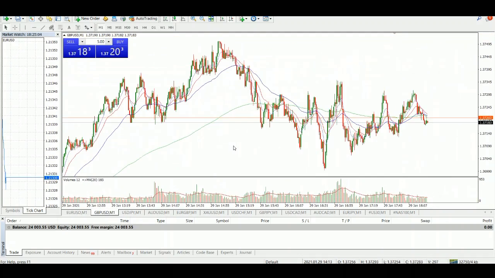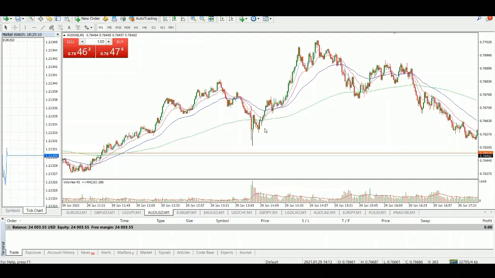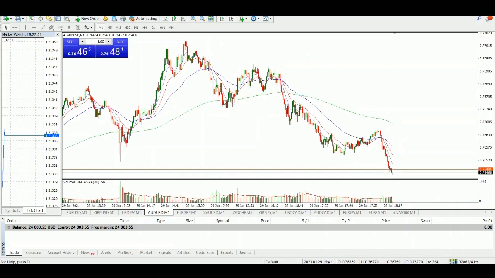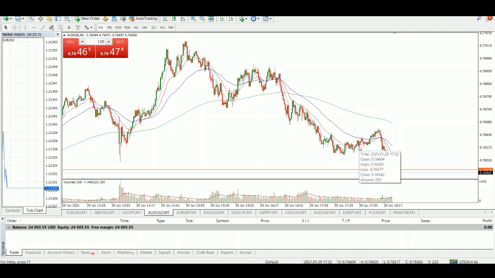Of course, the best opportunities always come after some ranging mode like this one. For example, here on AUD dollar, it was in a ranging mode. Price was reaching EMA 200 and staying very shortly away from EMA 200, again and again. So put your focus on it, and then you will ride this downtrend. If you remember, at the beginning of my video, I rode this downtrend here.